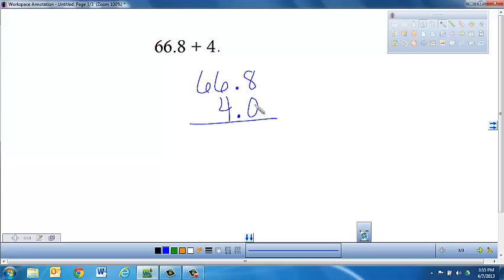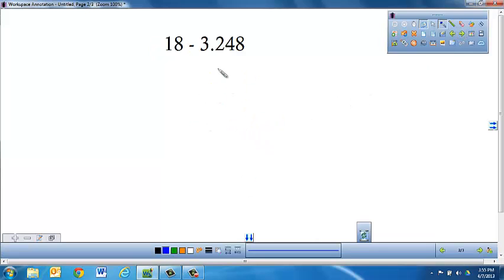I then add each column just as I would whole numbers. So that was 8. Here's my decimal point, so I bring it straight down, and I get a final answer of 70 and 8 tenths. When subtracting integers, you do the same thing.